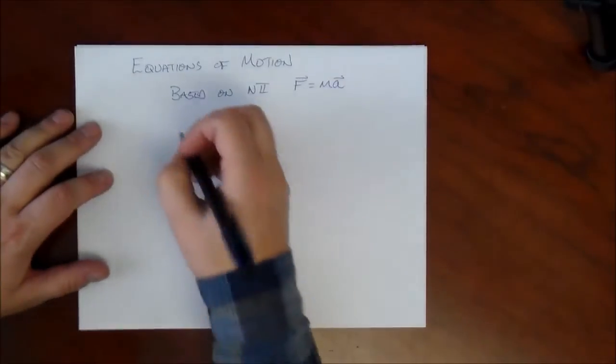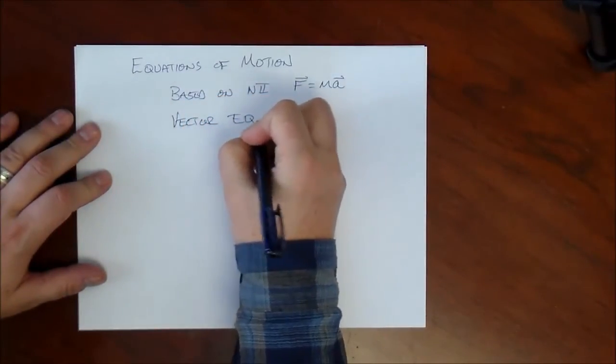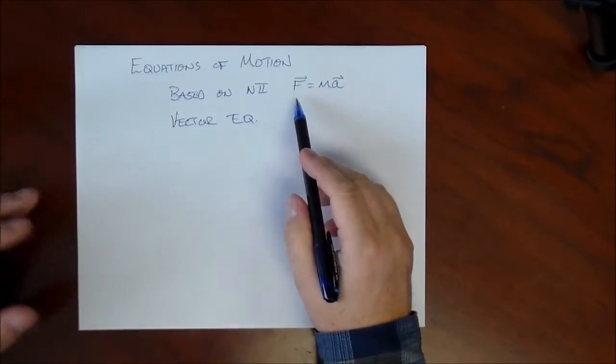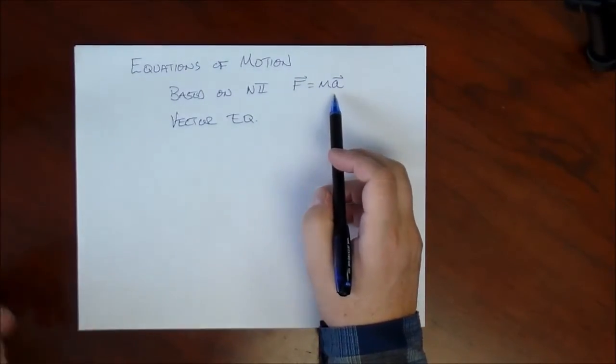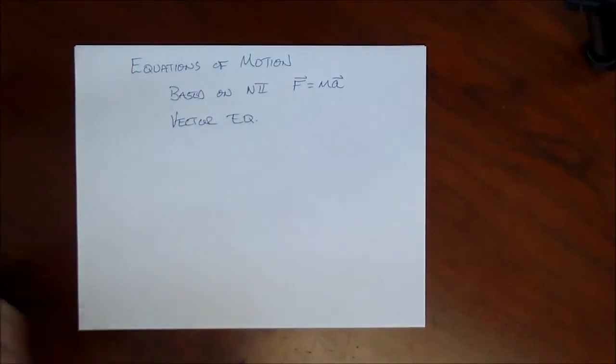Now we note that this is a vector relationship. The force is a vector, it has magnitude and direction. The acceleration is a vector. The mass is a scalar. Since it's a vector relationship, as we saw in kinematics before, we can take advantage of the components of the vectors to decompose the forces and acceleration if necessary, and to solve those individual components separately.